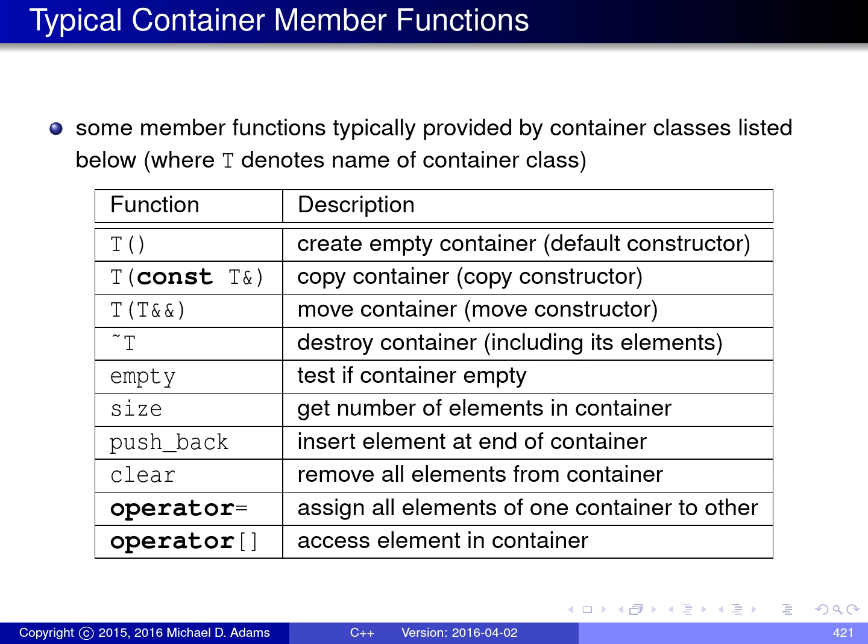For the most part, the container classes in the standard library tend to share a fairly similar interface. In other words, they have similarly named member functions with similar types of parameters, similar types of return values, similar types of semantics, and so on, to whatever extent makes sense. And what I have listed on this slide are just some of the typical container member functions that you can expect. So the containers typically will have a default constructor, which will create a container that contains no elements.